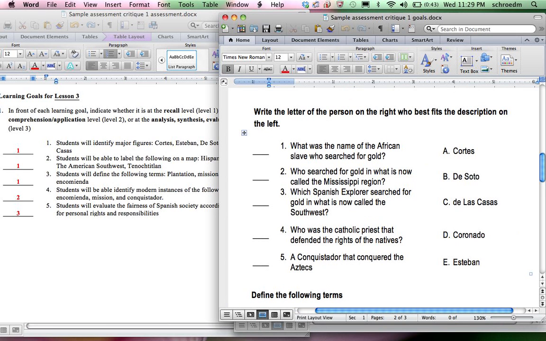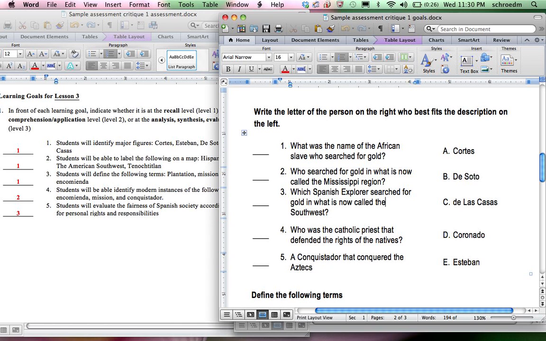In the case of the first one, what was the name of the African slave who searched for gold? That was Esteban, and he's in goal 1, so I would say that question 1 is okay. It's a level 1 goal and a level 1 question, so that's fine. Next, which Spanish explorers searched for gold in what is now Mississippi, and which in what is now the Southwest? De Soto was the answer to question 2, and Coronado is the answer to question 3. And so they are assessing at the right level.